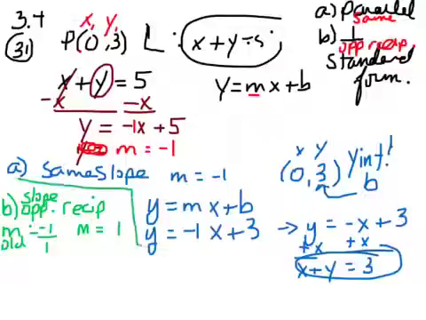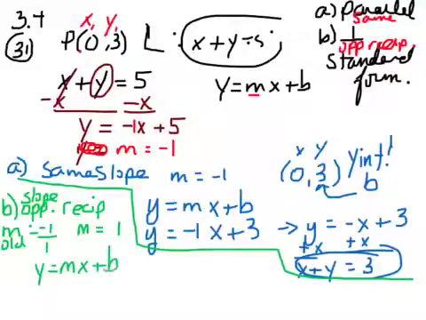Okay, so for part B, let me just do this to separate the work. I can do the same thing as I did above, y equals mx plus b, but this time my slope is just 1. I put it in front of the x, and I still know my y-intercept is 3.